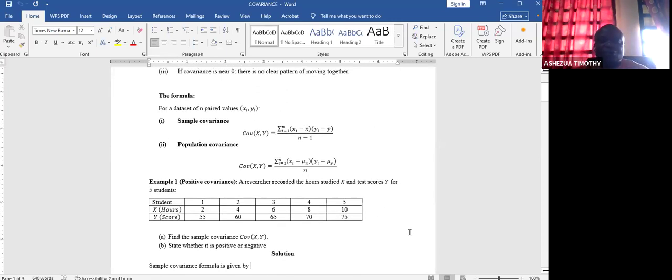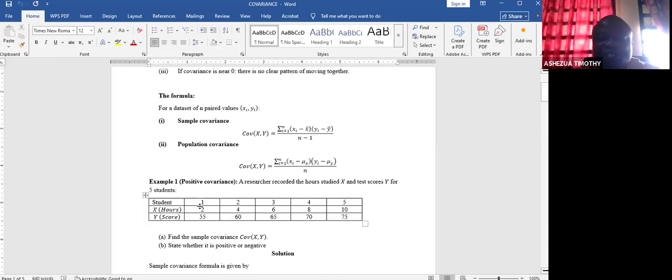If you are given a question just like in this example 1, I just target positive covariance. A researcher recorded the hours studied X and test scores Y for 5 students. The students are labeled 1 to 5. The X hours are 2, 4, 6, 8, 10. And this is the implication of what this table is saying.